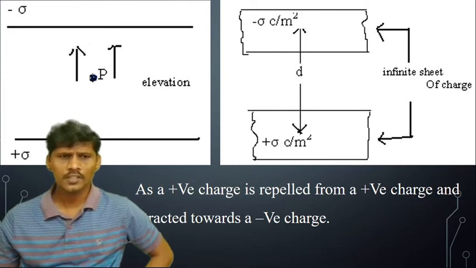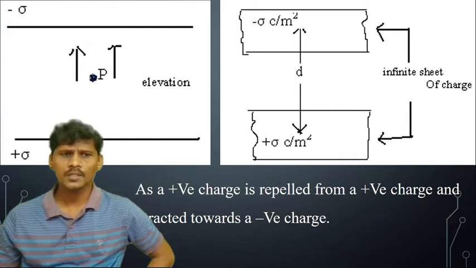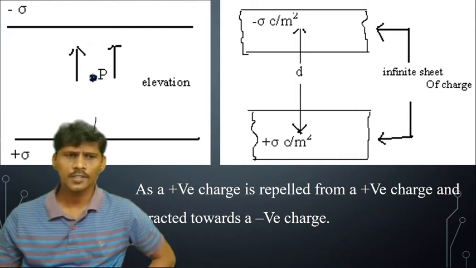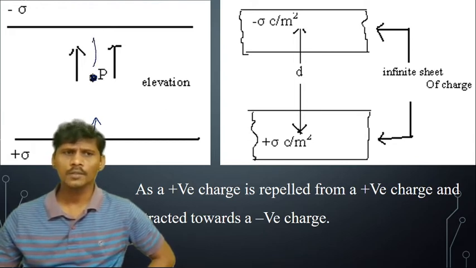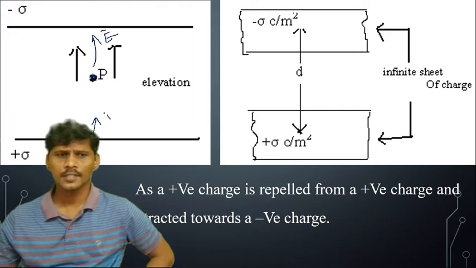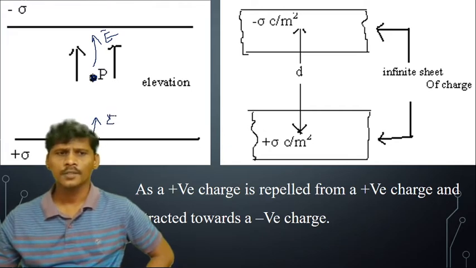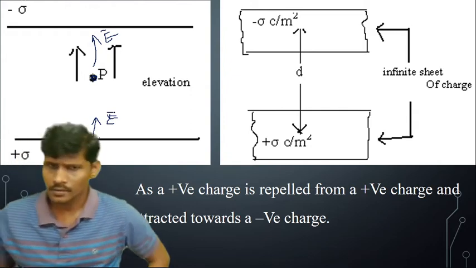This conducting sheet carries positive charge density. Because of that, the direction of the electric field intensity is from the positive conducting sheet to the point P. And this conducting sheet carries negative charge density. Because of that, the direction of the electric field intensity is from point P to the negative conducting sheet. That is the direction of the electric field intensity, from the positive conducting sheet to the negative conducting sheet.